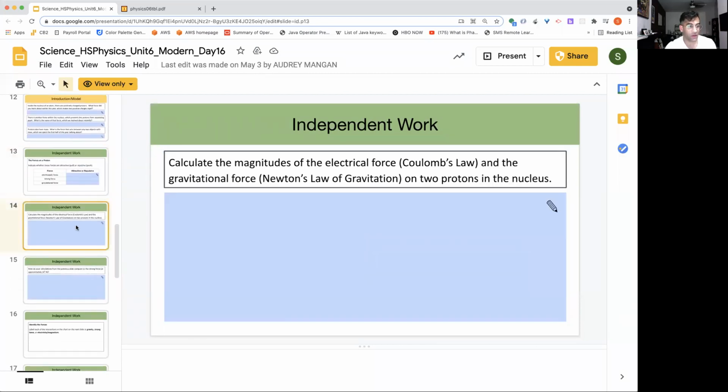Now, the final thing that I want to do is talk about how to calculate the magnitudes of electrical force and gravitational force on two protons in the nucleus. So we've got a bunch of things in the reference table to help us make this calculation, and I'm going to go through those things. First thing that I'm going to do is write out each of these formulas for us.